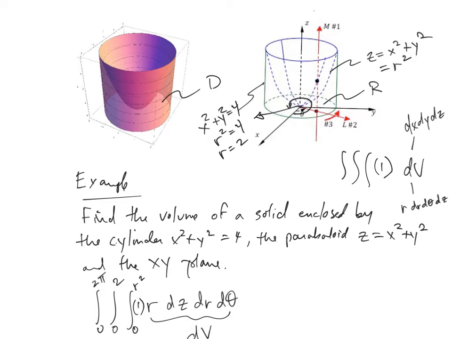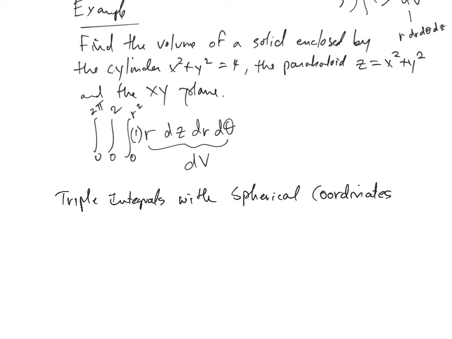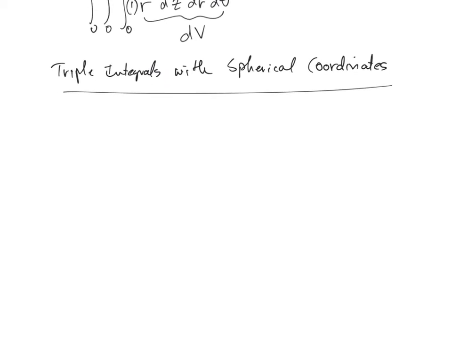All right, well, let's move on and introduce one more coordinate system. Well, one more set of coordinates. So we've got Cartesian coordinates, x, y, z. We've got cylindrical coordinates, r, theta, z. And now we're going to introduce spherical coordinates, which are rho, phi, theta.